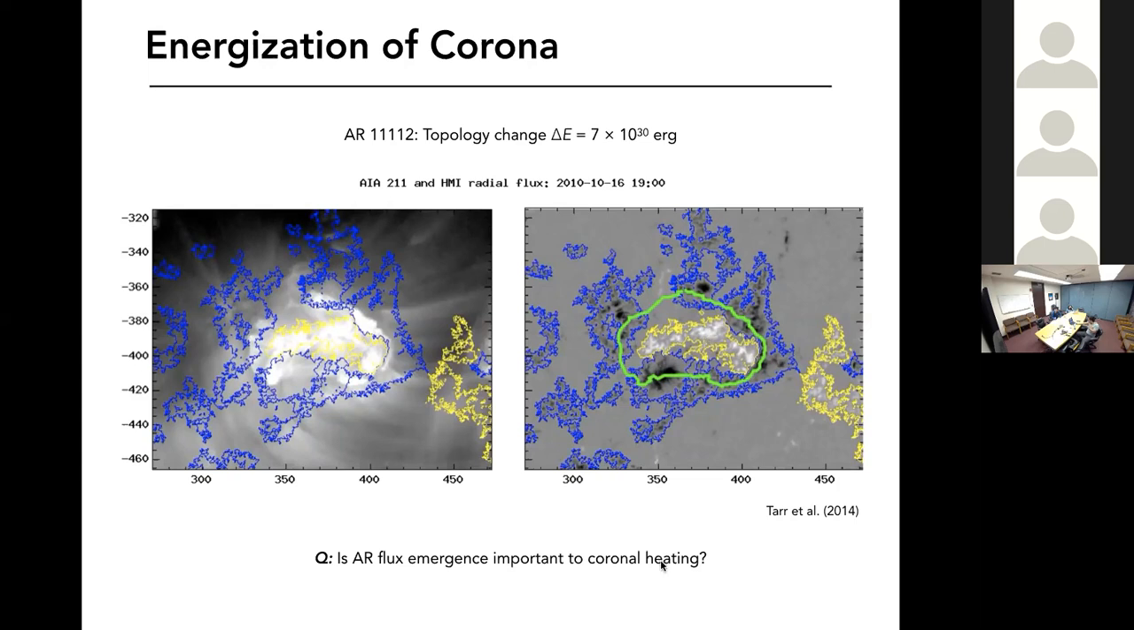So I'm trying something new here. I'm trying to ask more questions, okay? Question: do you think the active region flux emergence is important to coronal heating, and why?